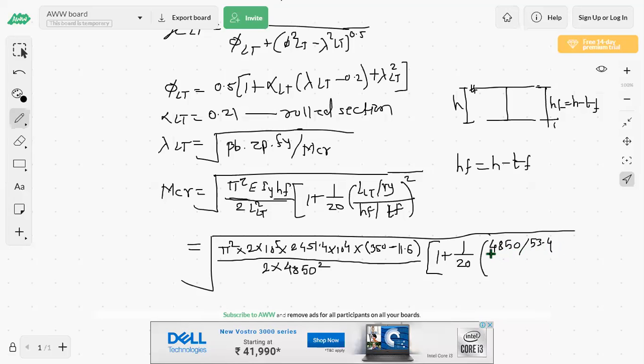Okay, so divided by HF by TF. HF we have calculated: it is 350 minus 11.6, divided by TF, which is again 11.6, in bracket, squared.